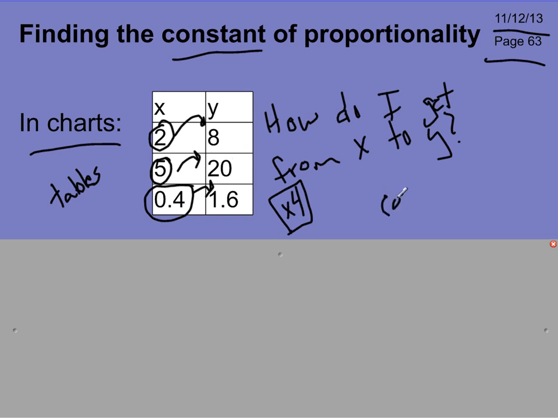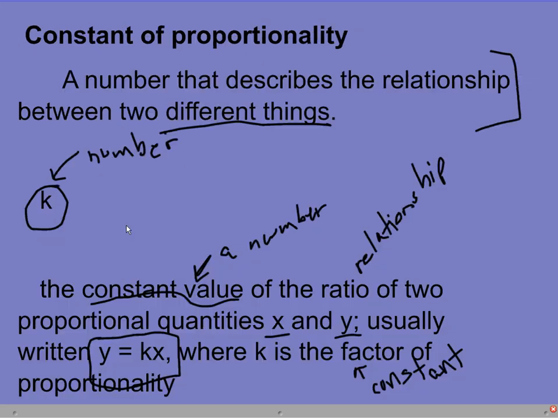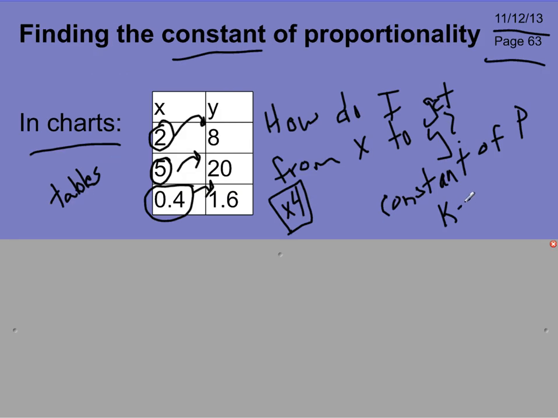So my constant of proportionality, I'm just going to write constant of p. My k, remember we said that constant of proportionality is going to be the letter k. K in this case equals 4. That's the number that I'm going to be constantly multiplying my x by to get my y. Does that kind of make sense, guys? Hopefully. There we go. I'll circle it because that's important. Constant of proportionality is 4.